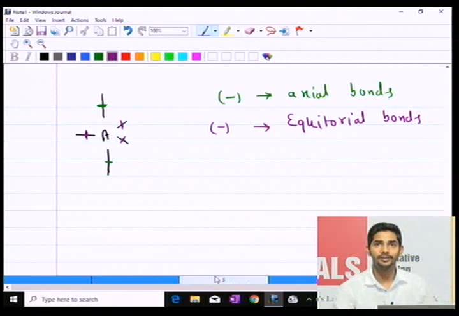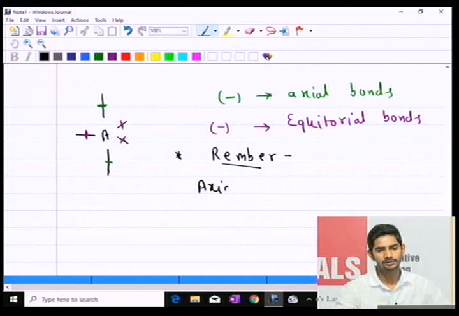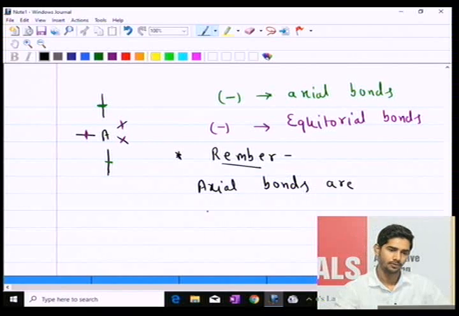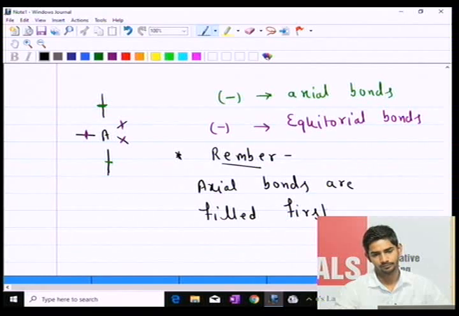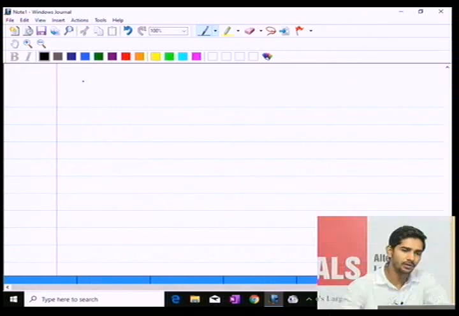Guys, first of all, you have to learn one thing in this case: you have to remember axial bonds are filled first, then equatorial. You have to first put the atoms on the axial bonds, and after that you will put the atoms on the equatorial bonds. Okay, let me take an example. First of all, let's talk about PCl5.